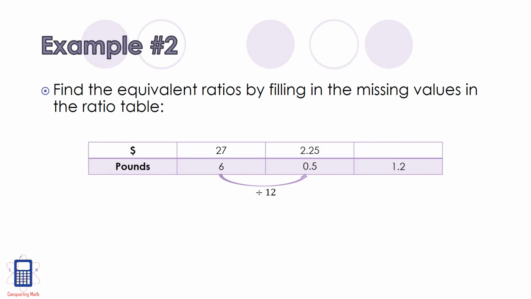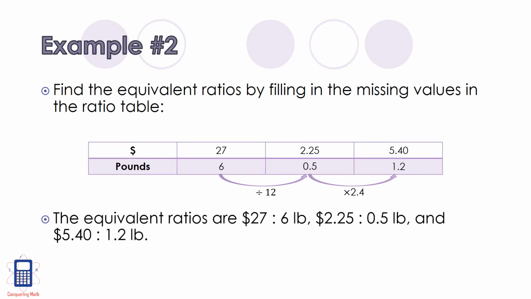Now, we can always go back to the original ratio, but this time let's start with our new ratio of $2.25 to half a pound. And if we multiply by 2.4, we get 1.2 pounds. And if we multiply $2.25 by 2.4, we get $5.40. So the equivalent ratios are $27 to 6 pounds, $2.25 to half a pound, and $5.40 to 1.2 pounds.